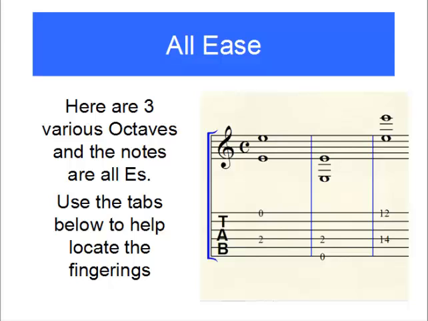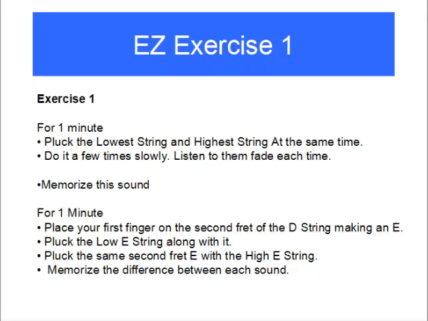All E's. Now, exercise 1. I'm going to ask you to play for the length of 1 minute. Pluck the lowest string and the highest string at the same time, like we've been doing. But we're going to listen to it carefully, okay? Listen to it carefully. Here we go. I'm going to put the guitar right up to the mic. Listen to it fade.